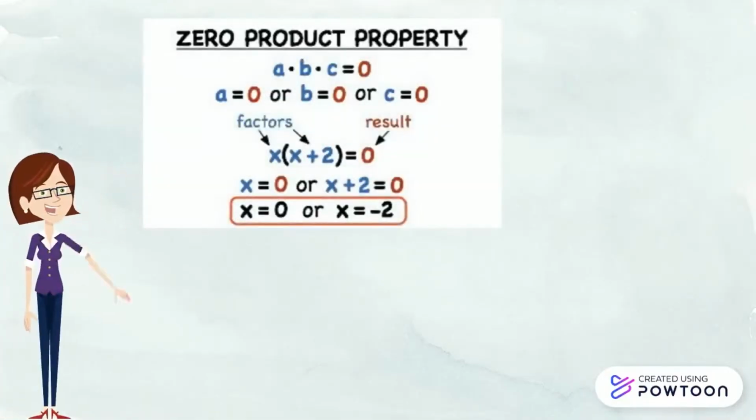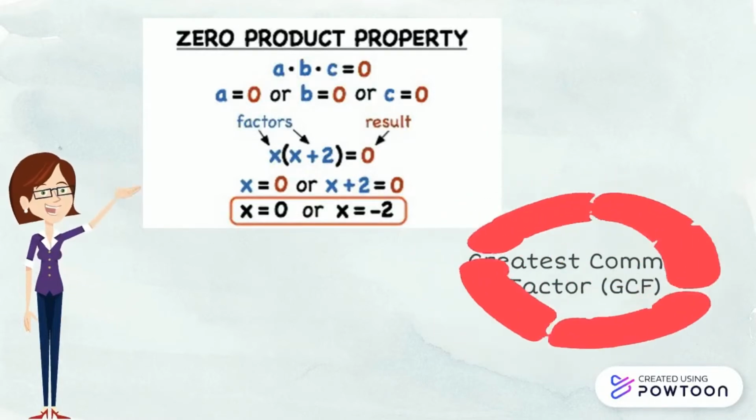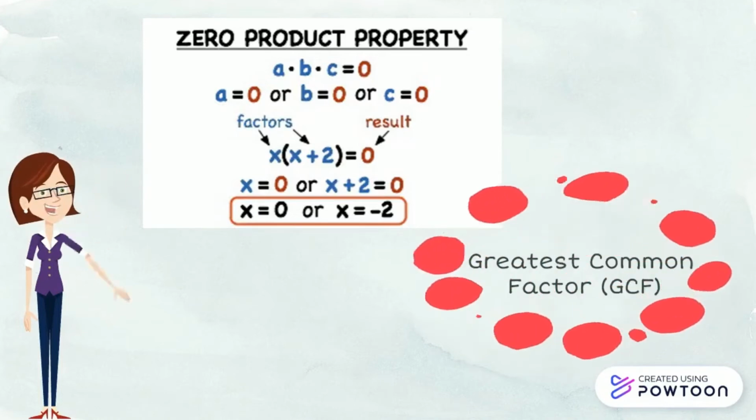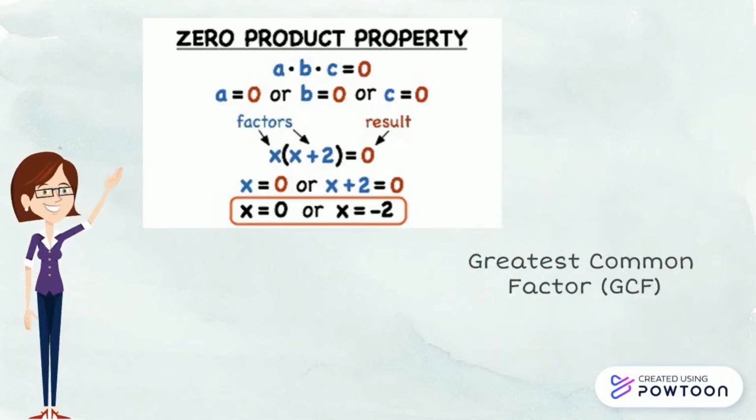We can use the zero product property to solve a quadratic equation, in which we first have to factor out the greatest common factor, or the GCF, and also use special factoring formulas for equations such as the difference of squares, both of which we will see later in this video.